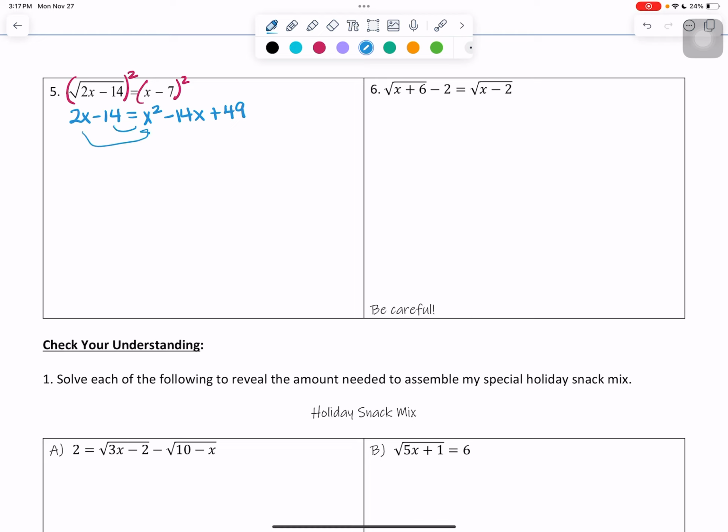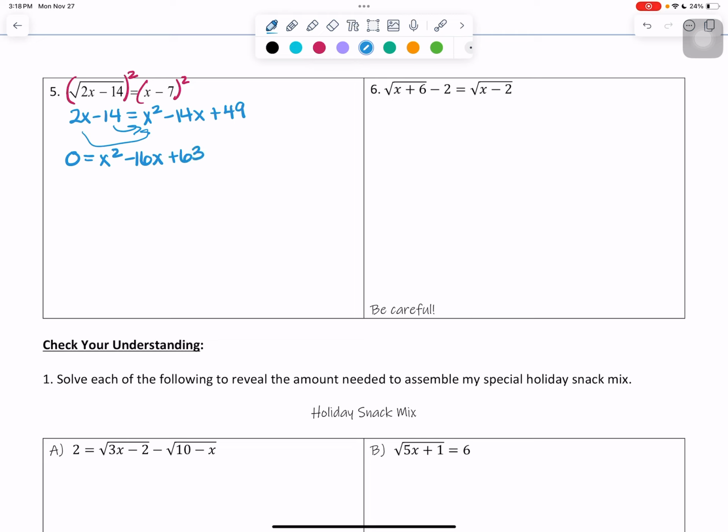These need to move to this side, so I'm going to do the inverses. So I'll get 0 equals x squared. Let's see, I'm subtracting 2x, so it's minus 16x. I'm adding 14 to 49, so that is 63.